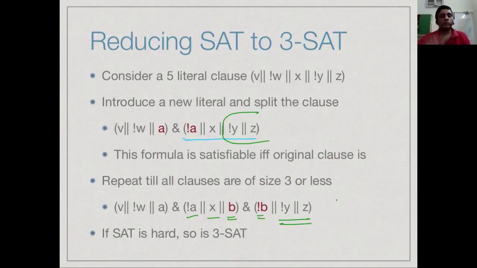That's important, because we said that when we do reductions, we want the reduction part to be efficient, to say that we are not spending so much time on the reduction, otherwise we can't transfer efficiency claims across. So what this tells us is that if SAT is hard, as we believe, then so is 3-SAT. Because I have reduced SAT to 3-SAT.